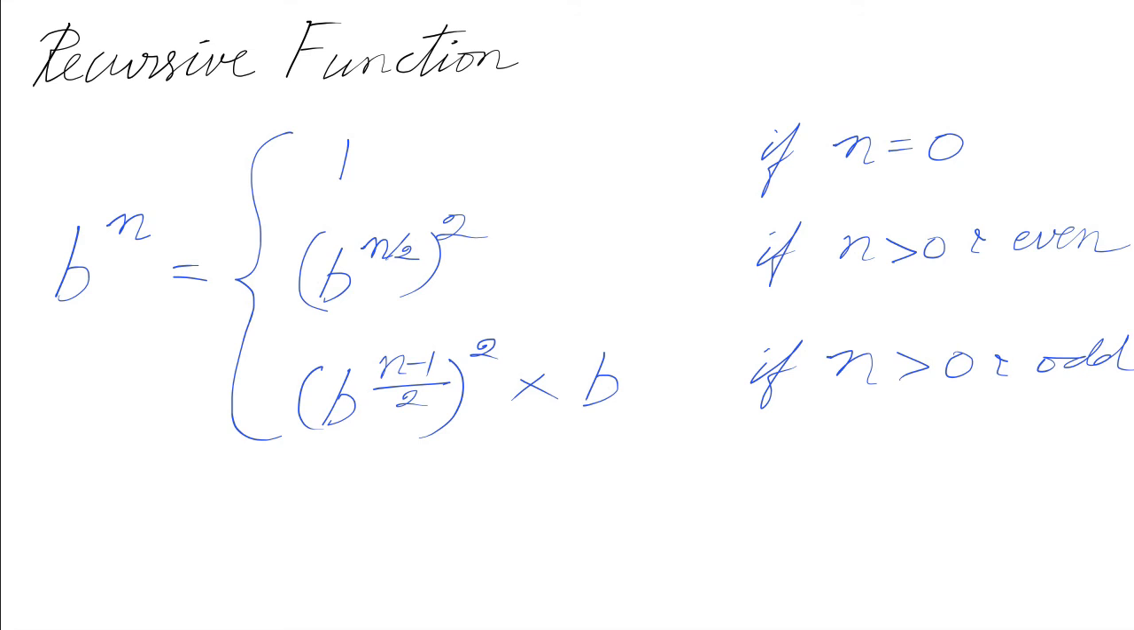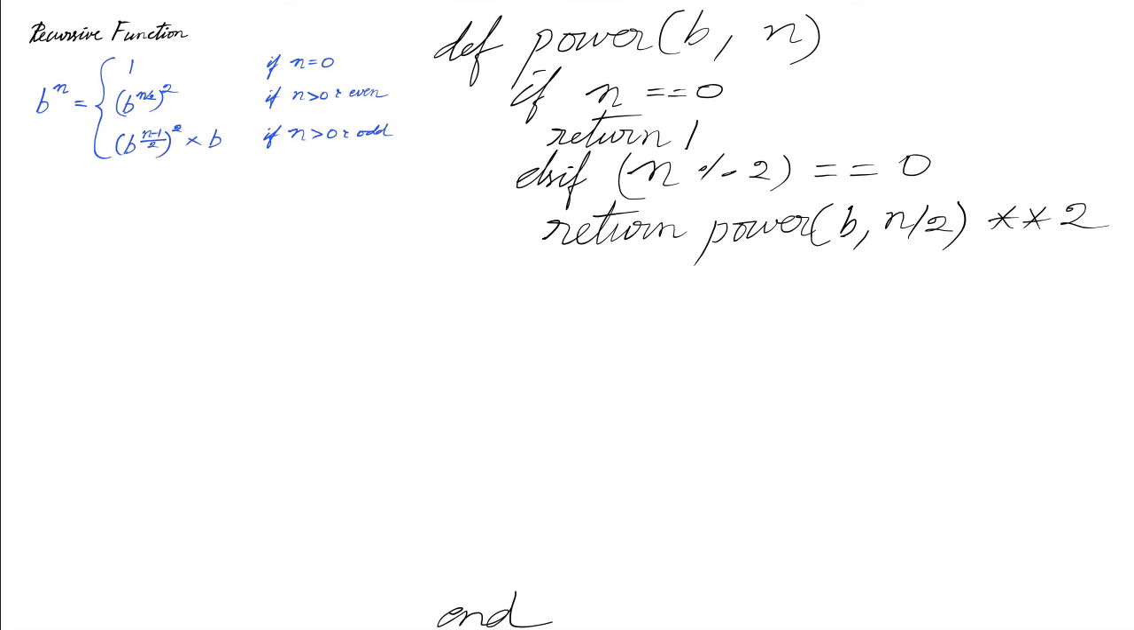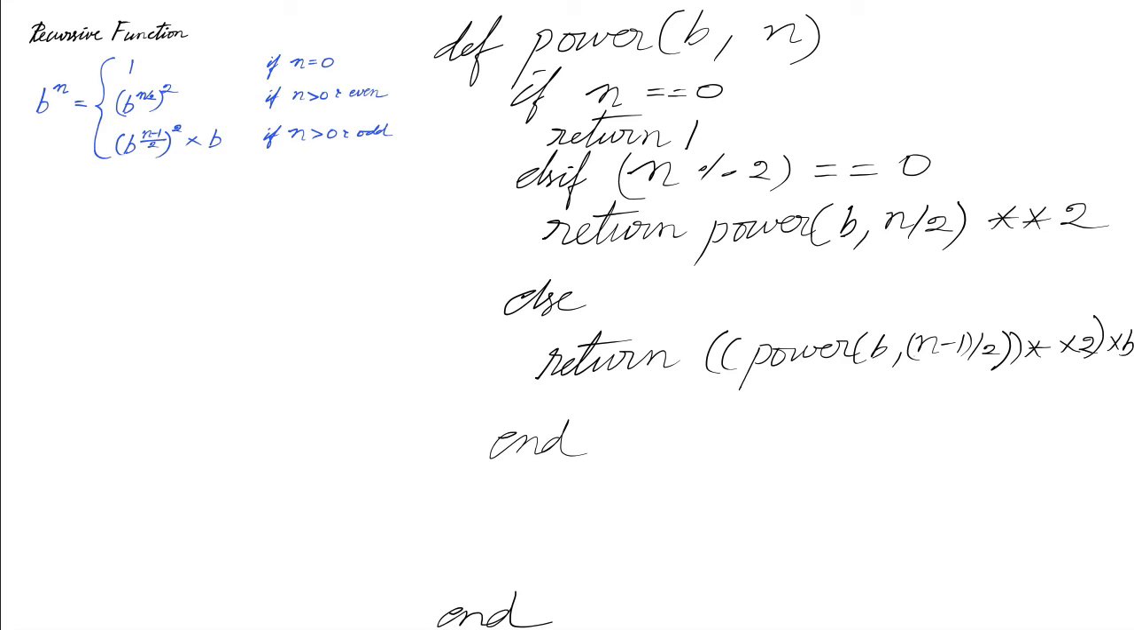It has one base case and two recursive cases. We can now translate the recursive function to code. The base case is the same as before. The first recursive case handles the even numbers, where we reduce the problem size by half and square the result of the subproblem. The second recursive case handles the odd numbers. The code is a direct translation of the mathematical function.